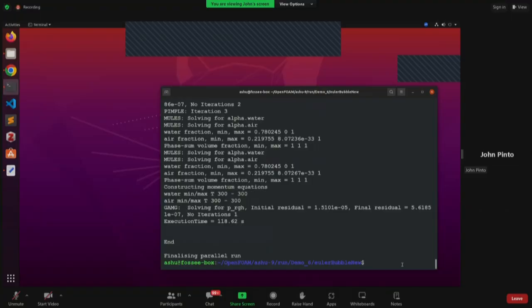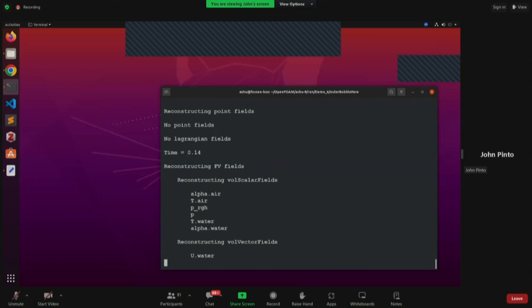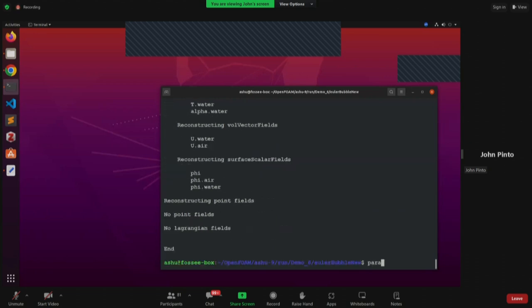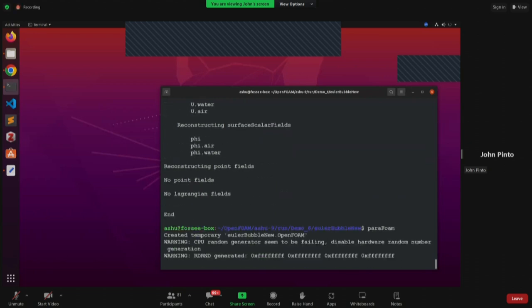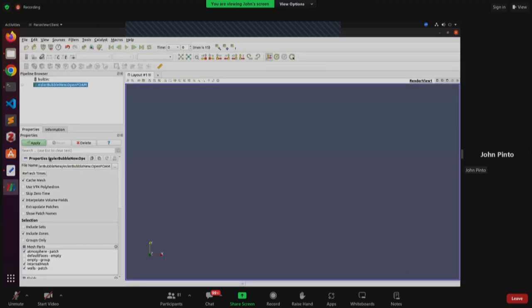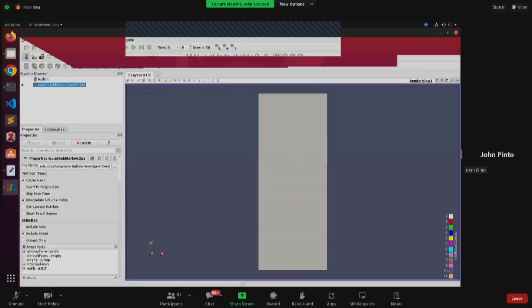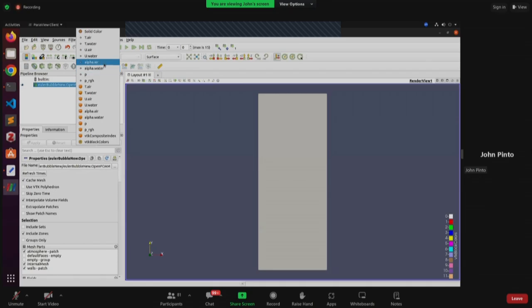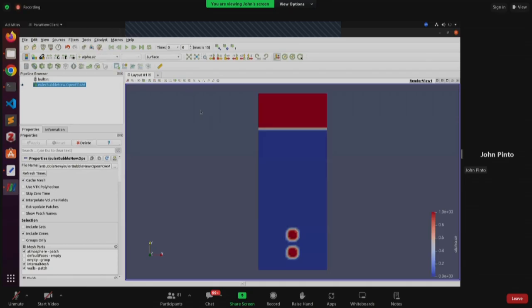Okay, the simulation is done. So let me reconstruct it. Don't forget to reconstruct, and then open paraFoam. Here, if I look at the phase fraction of air, I see that there are two bubbles.